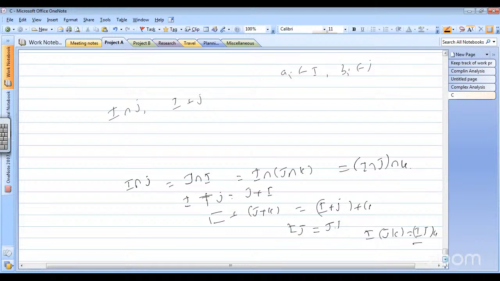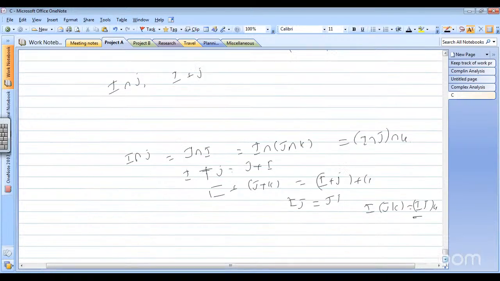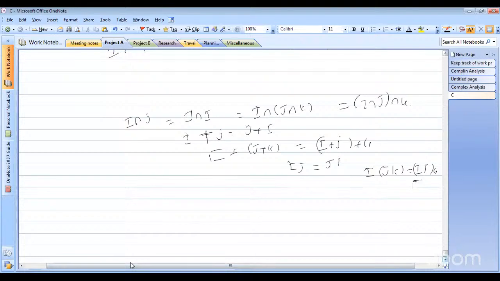Intersection and addition are idempotent: I intersection I is equal to I, and I plus I is equal to I. For any ideal and any non-negative integer n, you can define I power n inductively as follows: I power 0 is equal to R, and I power n is equal to I power n minus 1 times I for any n greater than 0.